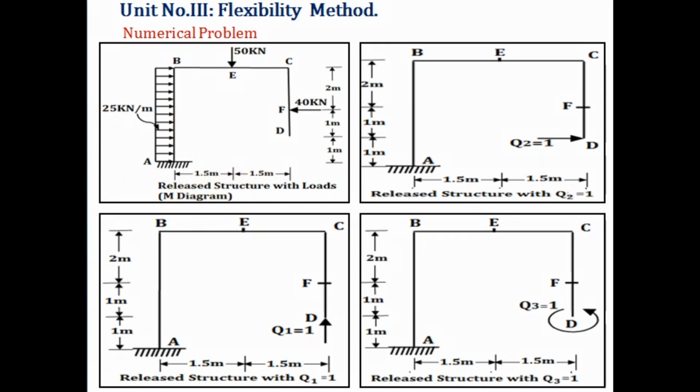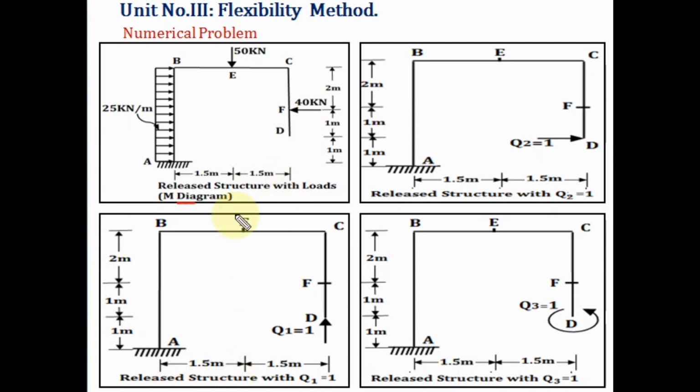After finding out the first 2 steps, the next step is the M diagram. In the M diagram, we remove the support D. That means we have released the structure with load. Released structure means we have made that structure statically determinate, and this diagram is called the EM diagram, or released structure with load.